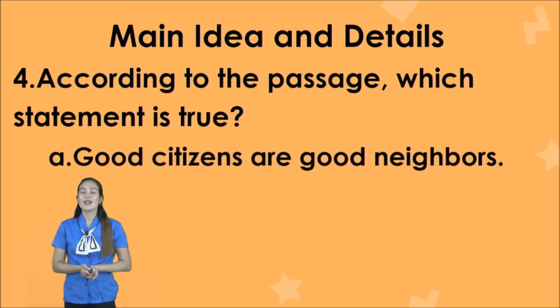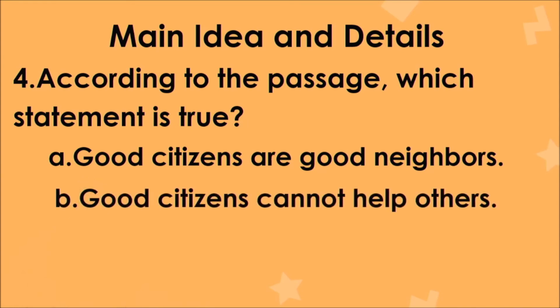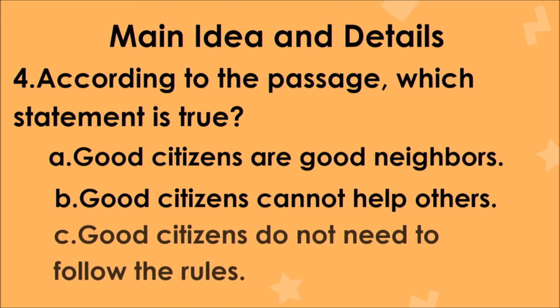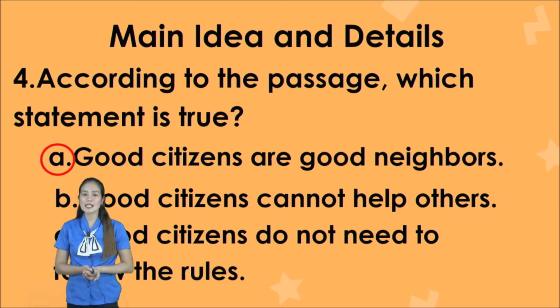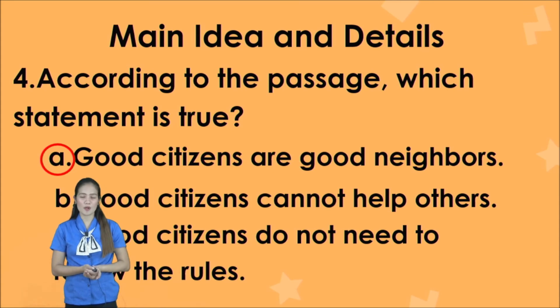And number 4, according to the passage, which statement is true? A, good citizens are good neighbors. B, good citizens cannot help others. And letter C, good citizens do not need to follow the rules. Which statement is true? It is letter A, good citizens are good neighbors.